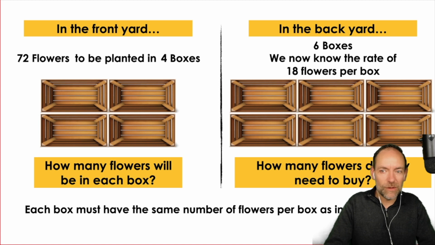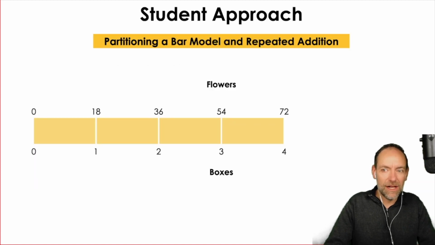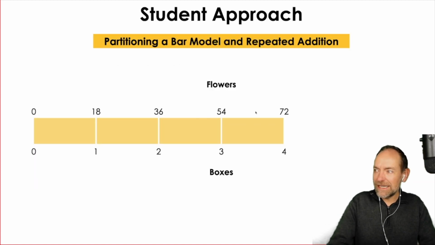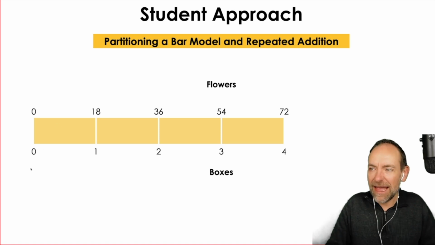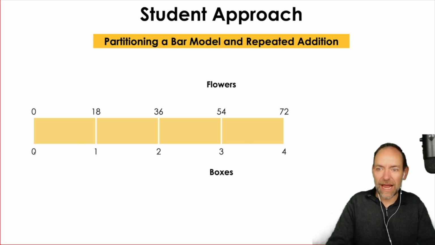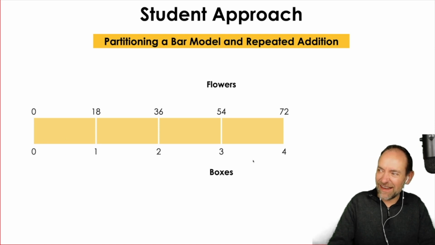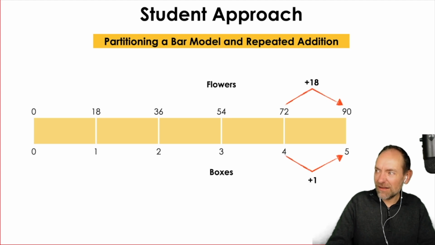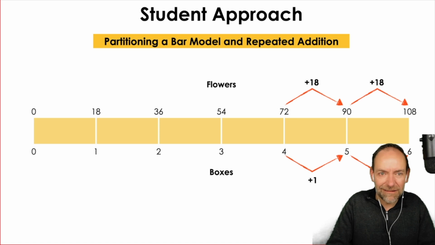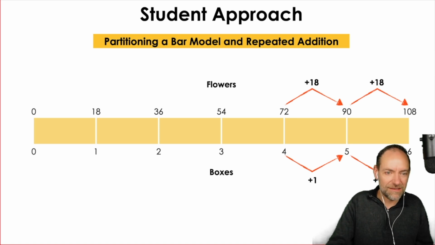If we go back and give you another visual of what we did with our 72 flowers in 4 boxes, you can see this idea, if I half it and then I half it again, coming to life here. And if we want to figure out how many were in 6 boxes, you can see this idea that we could have started at 4 boxes and just added a box and 18 flowers, and then added one again. That's a strategy that totally works.